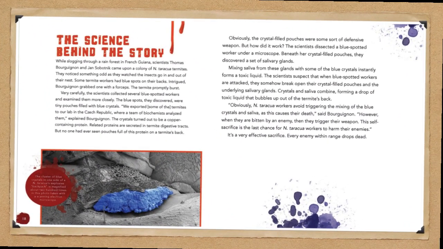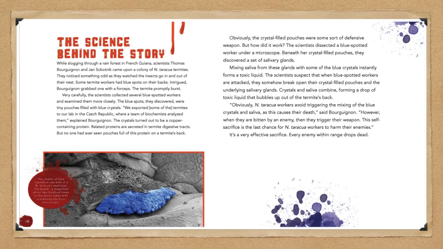Here's the passage. While slogging through a rainforest in French Guiana, scientists Thomas Bourguignon and Jan Subotnik came upon a colony of N. terracua termites. They noticed something odd as they watched the insects go in and out of their nests. Some termite workers had blue spots on their backs. Intrigued, Bourguignon grabbed one with forceps. Then the termite promptly burst. Very carefully, the scientists collected several blue-spotted workers and examined them more closely. The blue spots, they discovered, were tiny pouches filled with blue crystals.